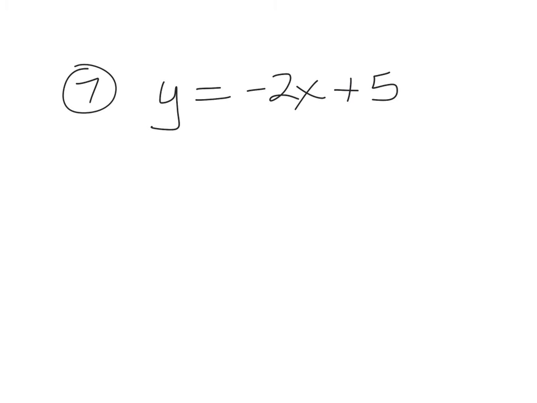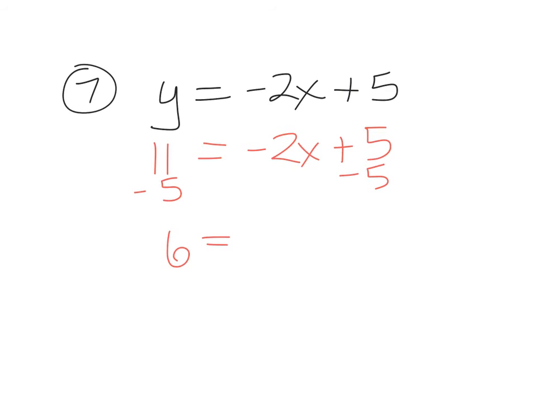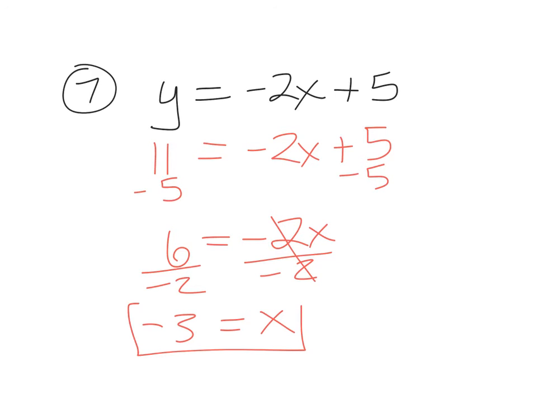Oh, wait, then it says find the input when the output is 11. So I'm going to plug in 11 where the y is and then just rewrite the rest of it. So we subtract 5. Yep. What's 11 minus 5? 6 is right. And divide by negative 2. Then that should be negative 3. So x equals negative 3.